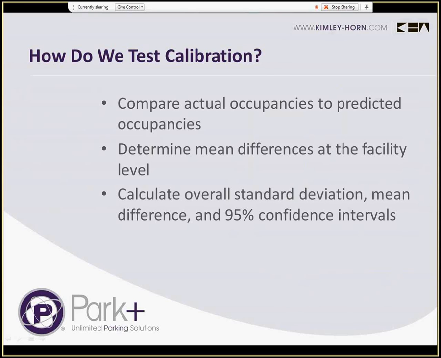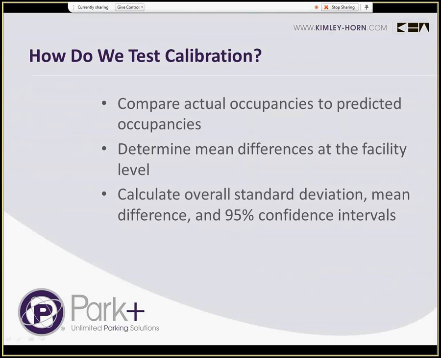So in Kimley Horn's other practice areas, we have a lot of travel demand modeling expertise. We brought those into the development of this model to understand how to correctly calibrate this based on those variables. And so now the newest iteration of Park Plus in the current versioning has a calibration engine built into it. When you go in and calibrate or baseline a model, it will give you these metrics at the end and allow you to understand how close your facilities are to actual calibration.